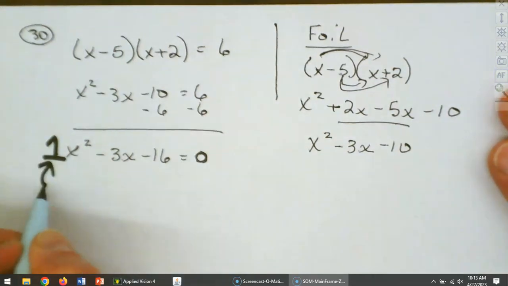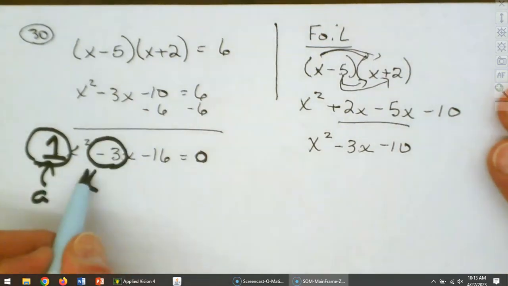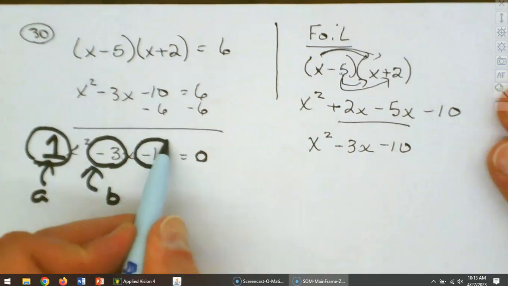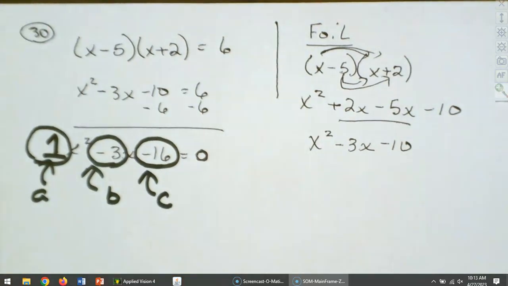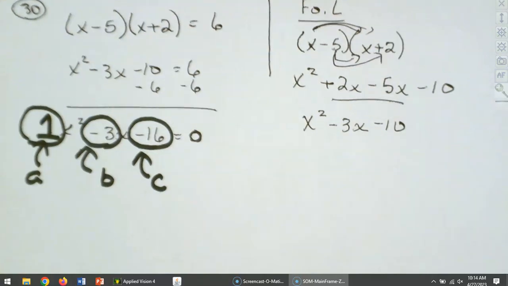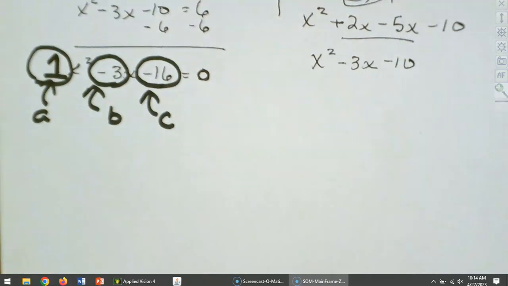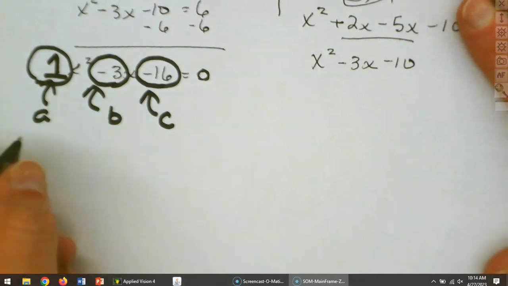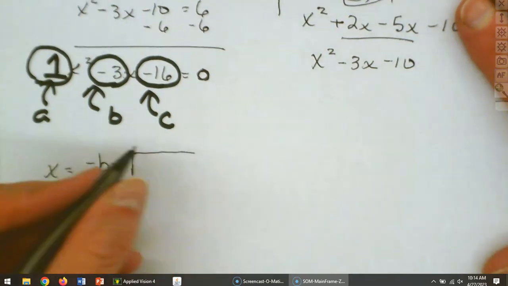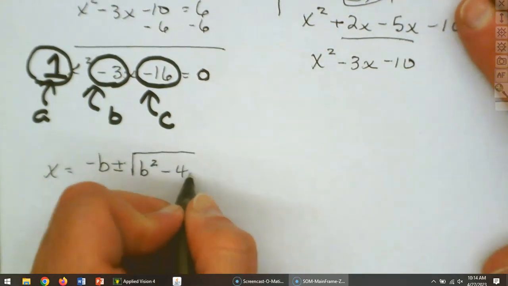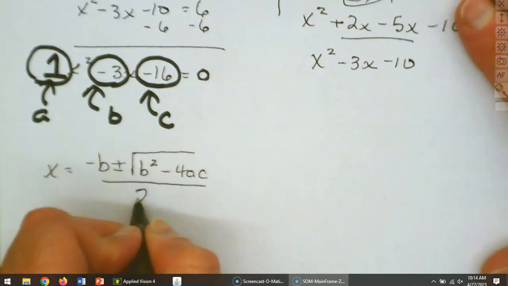So that means your A is the 1. Negative 3 is your B. Negative 16, that's your C. So we have all of our pieces. We've got them all lined up, ready to go into the quadratic formula. So let's write up our formula. X equals minus b plus or minus the square root of b squared minus 4ac all over 2a.